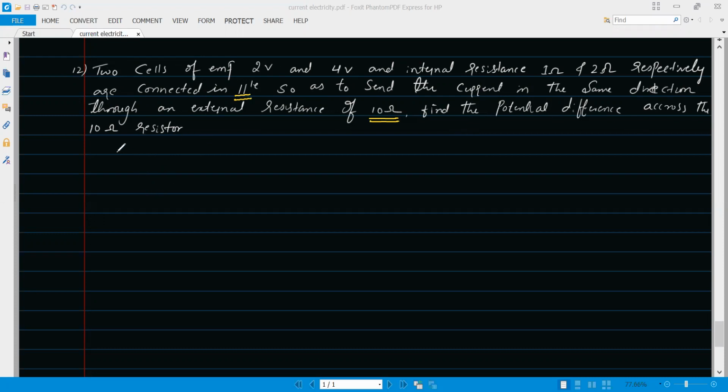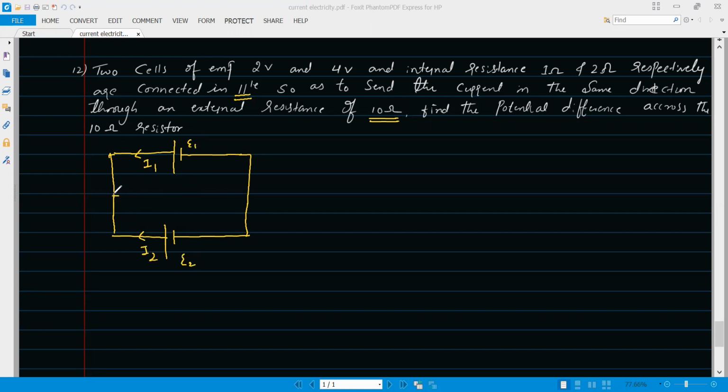Let us consider the circuit first. The circuit is very important here. Let us consider there are two cells. These two cells are connected in parallel and they are sending the current in the same direction. Let me say this is the current coming from the cell E1, I1, and this is the current coming from the cell E2, I2.